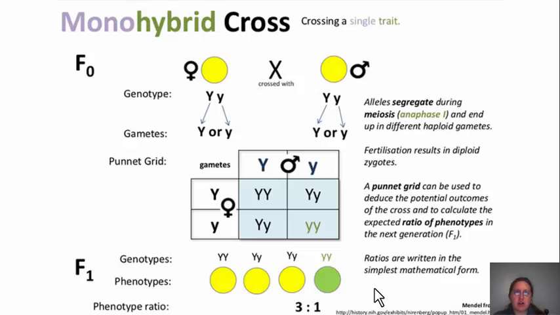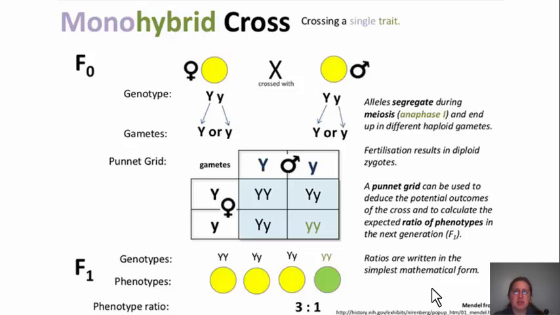All right, we can also, and this is called a monohybrid cross because we're looking at a single trait. So this is just yellow versus green. There are more complex crosses, such as dihybrid crosses. You might remember those from your baby bio classes.